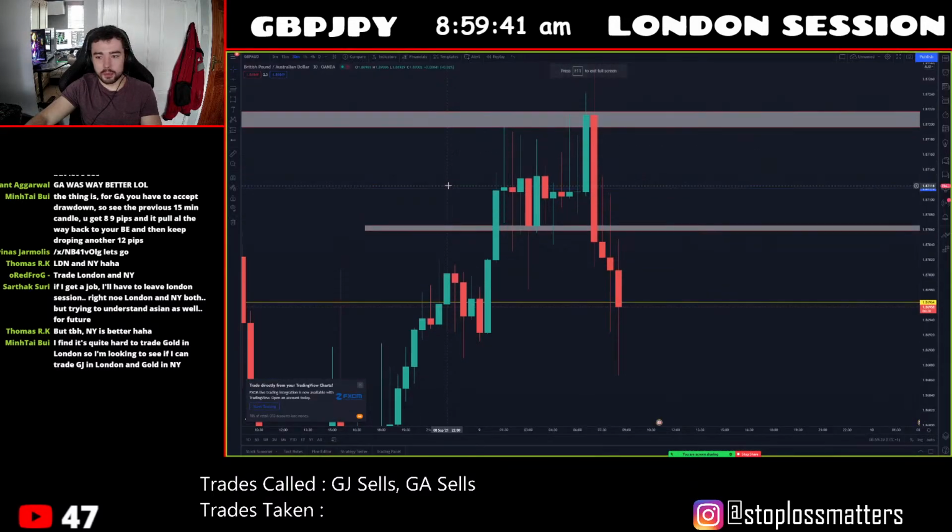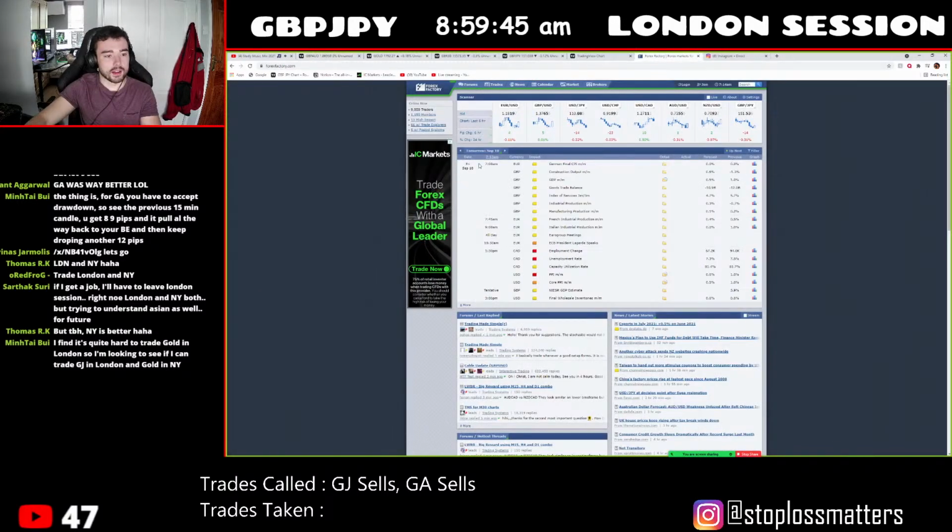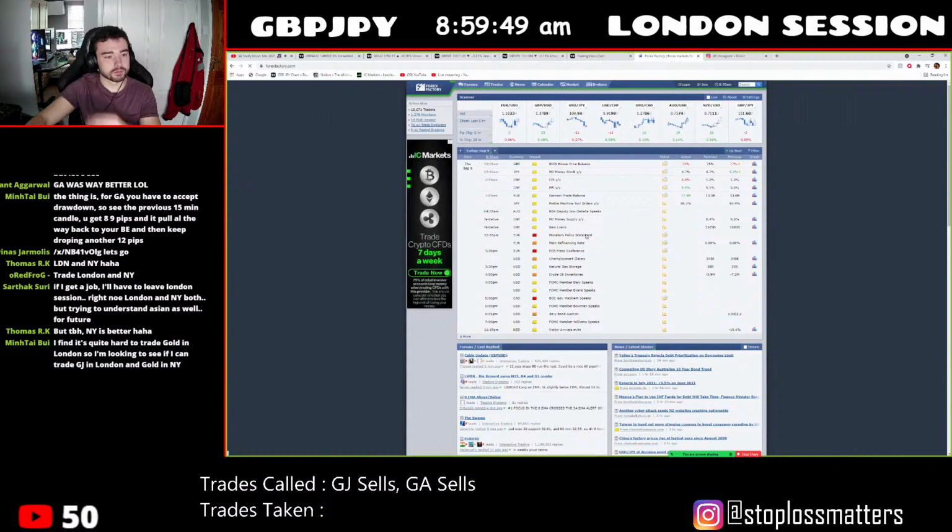Yeah, look at this. GBP AUD still continuing down on the bearish trend over here. Still news. Let's have a look at what news came out. Yeah, pretty good. Pretty good news over here. 17 billion trade balance. Damn.